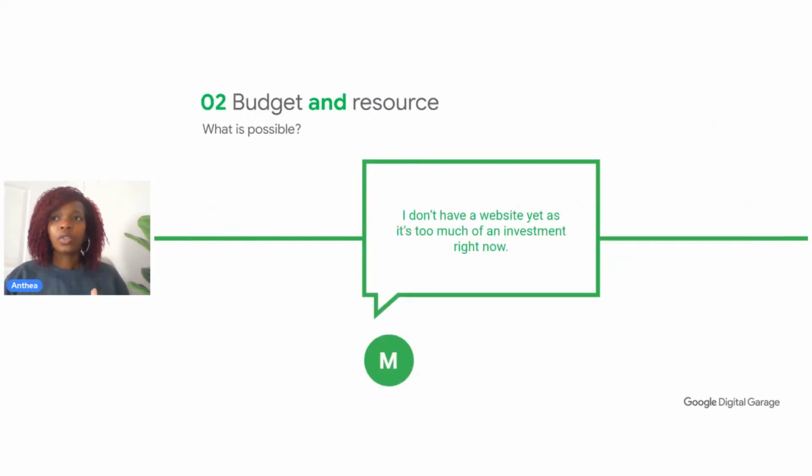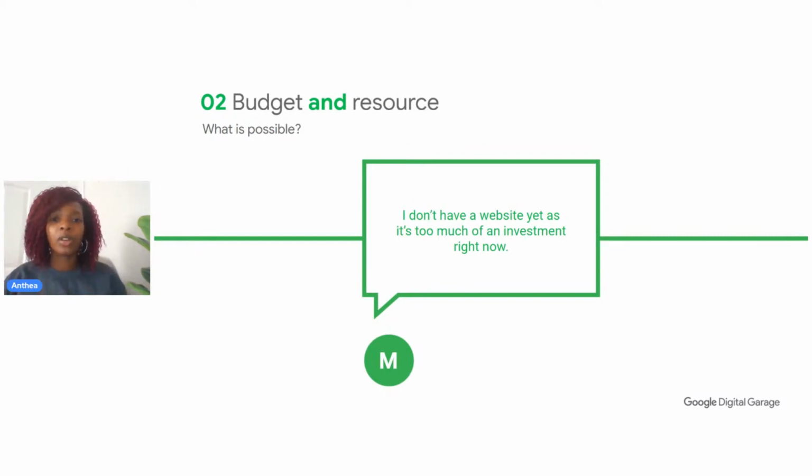What's the budget and resource that you've got? All right, so we can tend to say, I don't have enough money. But when you start with a negative, you'll never find a solution. So ask a question: what is possible? You can always do something with what you have. So if you don't have a website and you think it's going to cost too much, the question is, what can you do? To be honest, with a website, that's no longer an excuse.